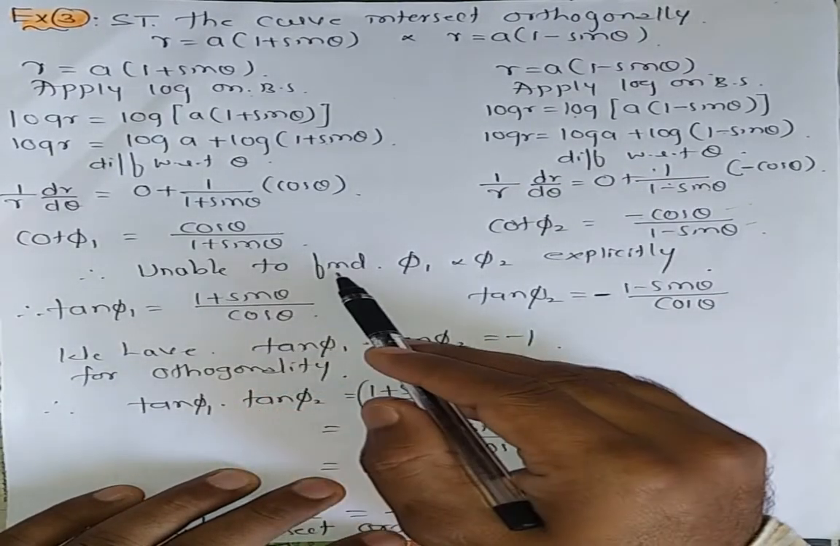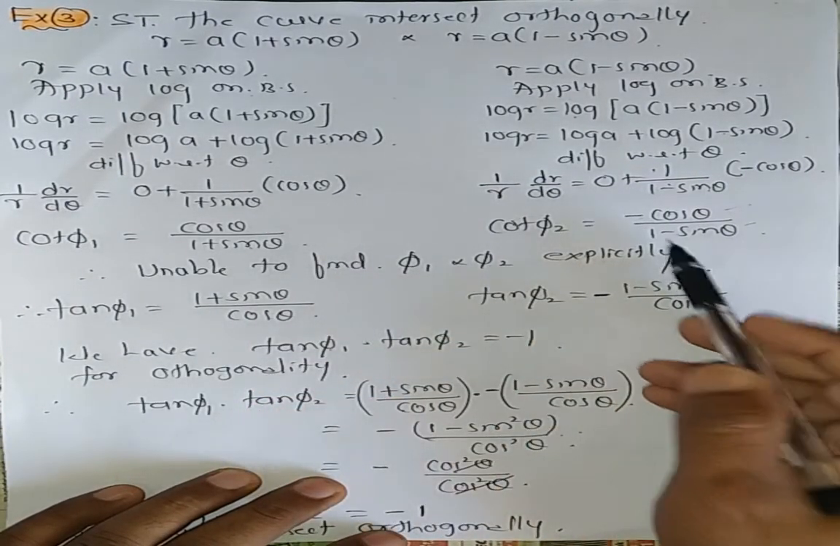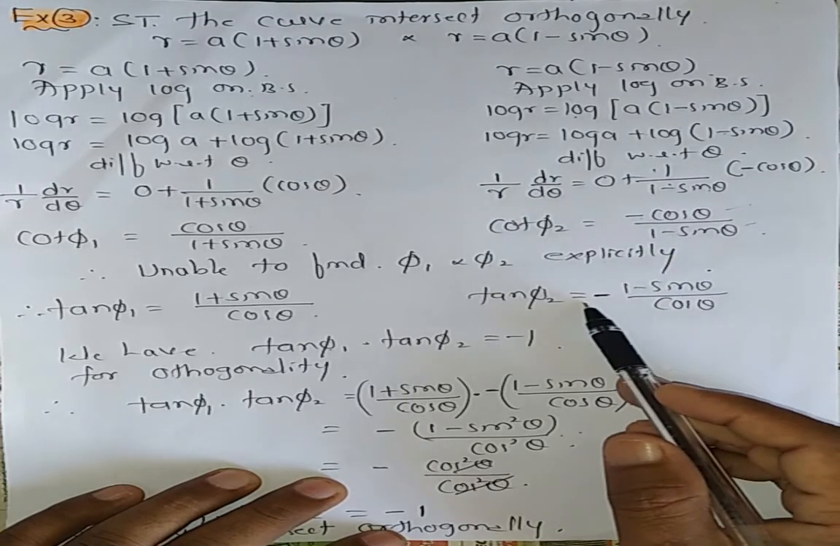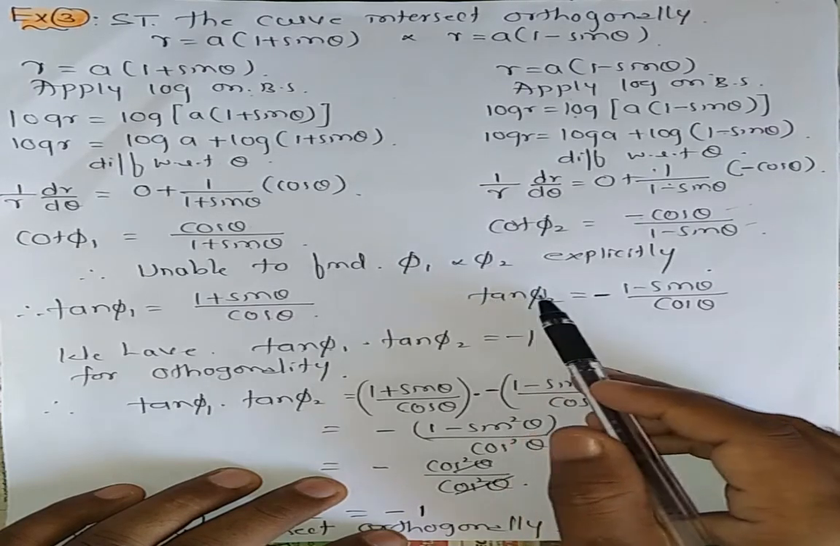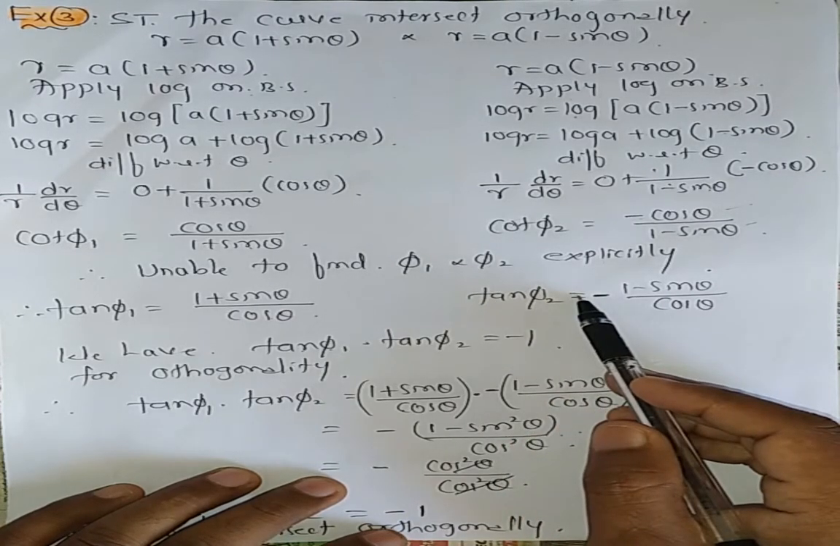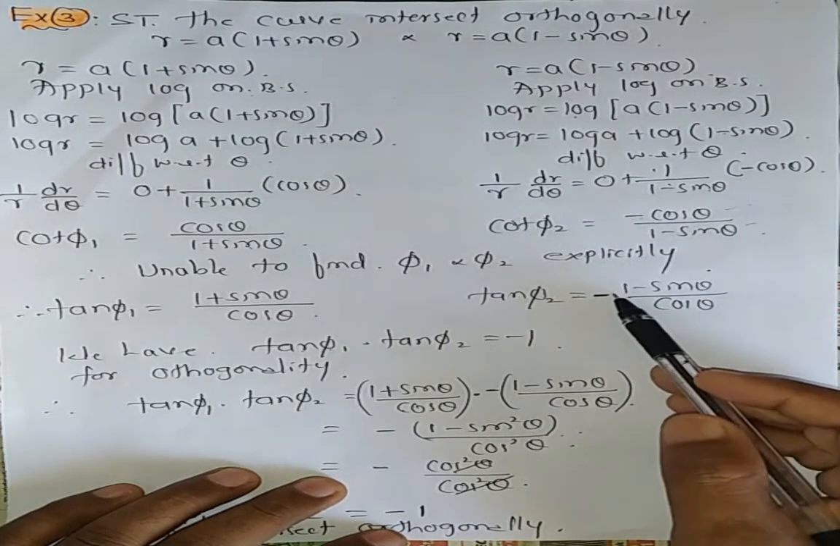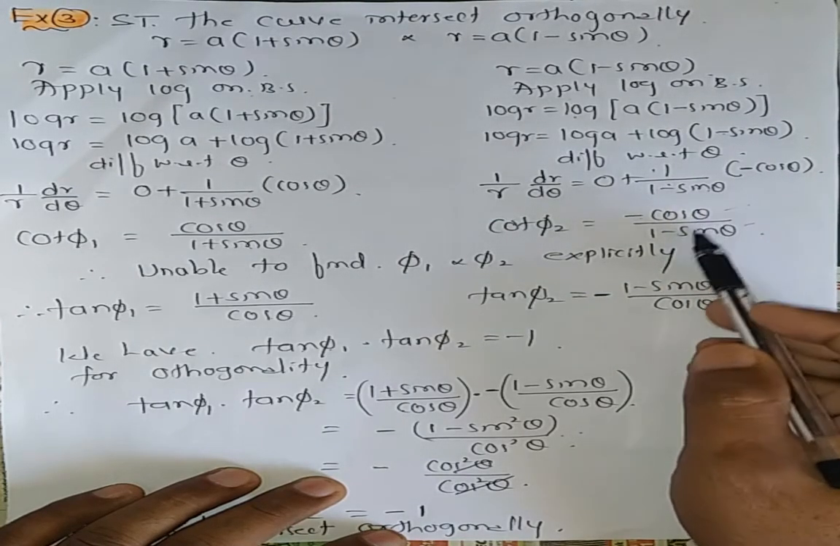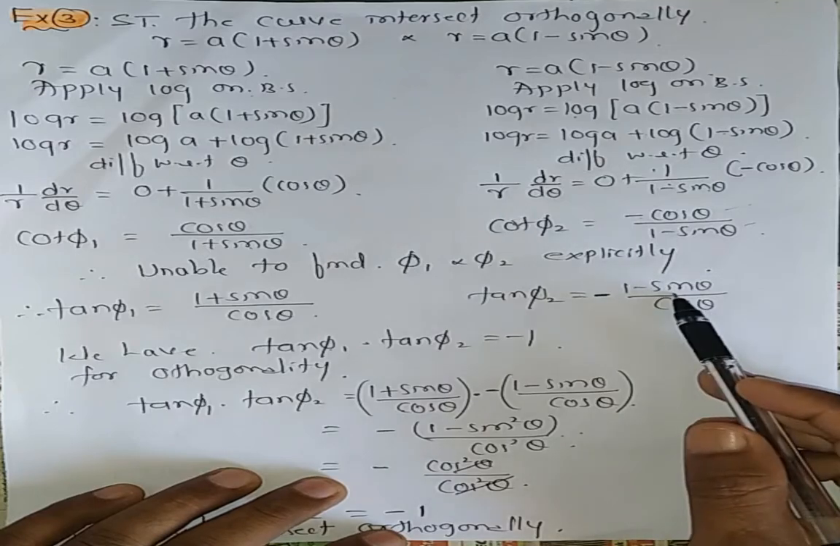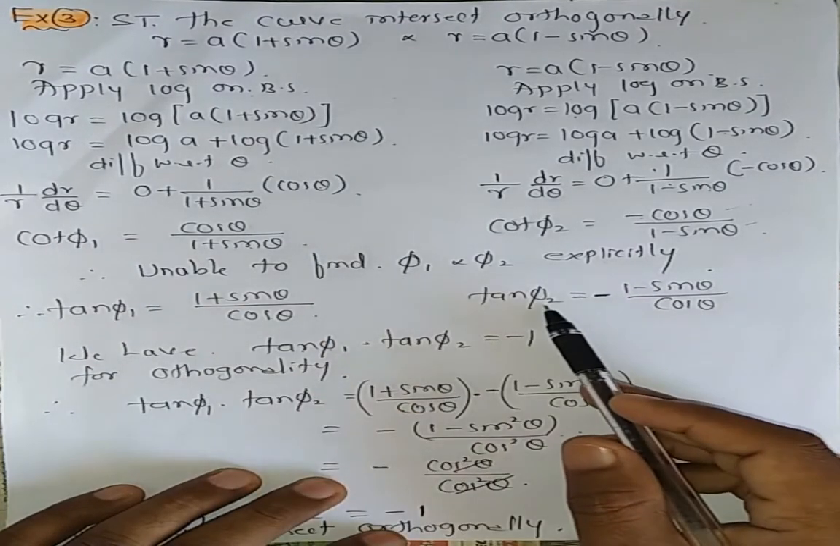Again, it is unable to find phi 2 explicitly, so therefore you can convert in terms of tan phi 2. So this can be taken as a reciprocal. Tan phi 2 is equal to minus sign as it is, make a reciprocal. This goes in the numerator, this comes in the denominator. Okay, reciprocal it. So you got tan phi 1, you got tan phi 2.